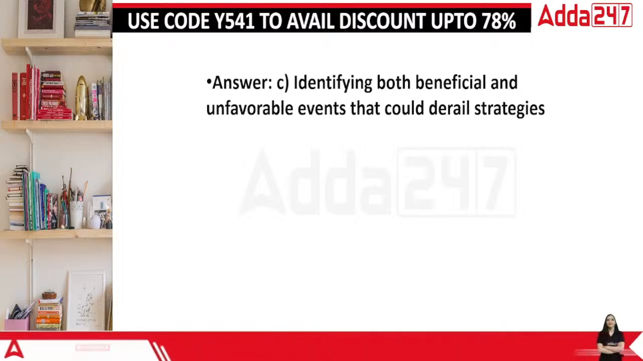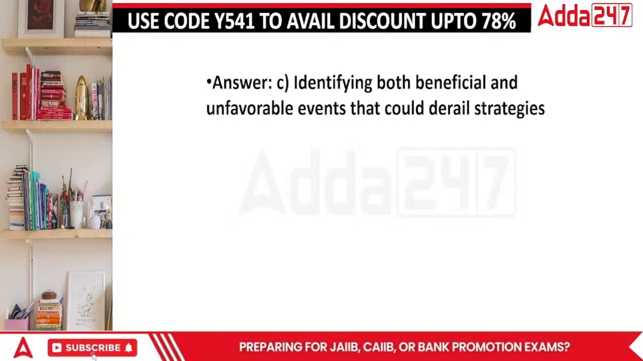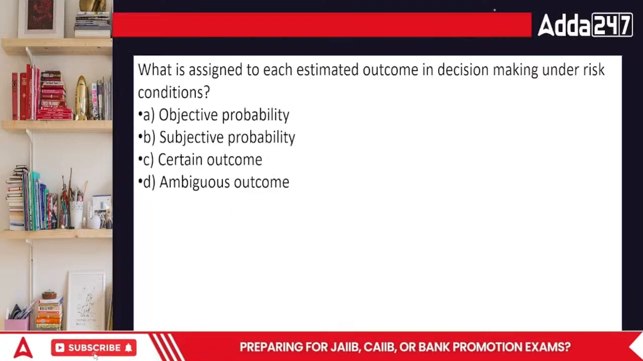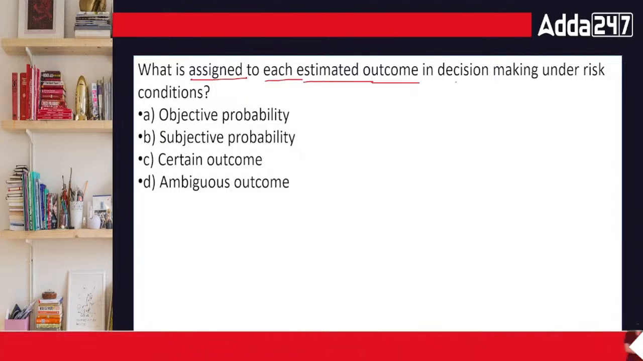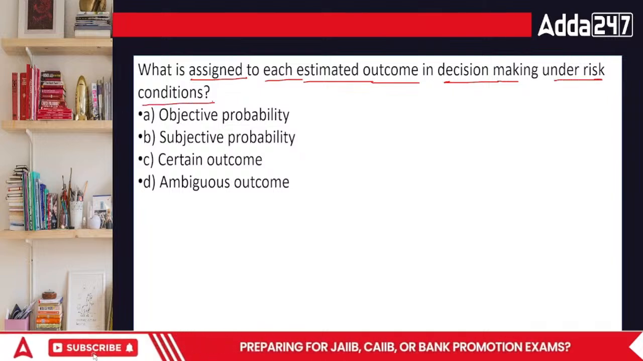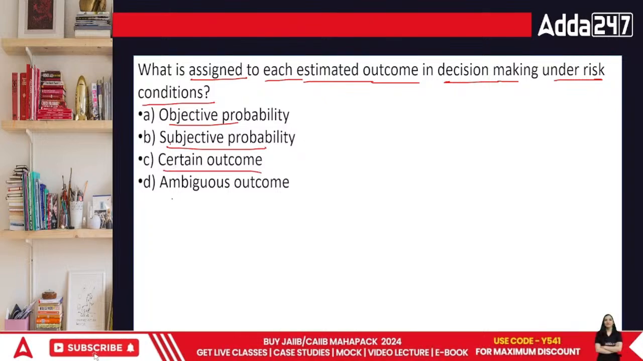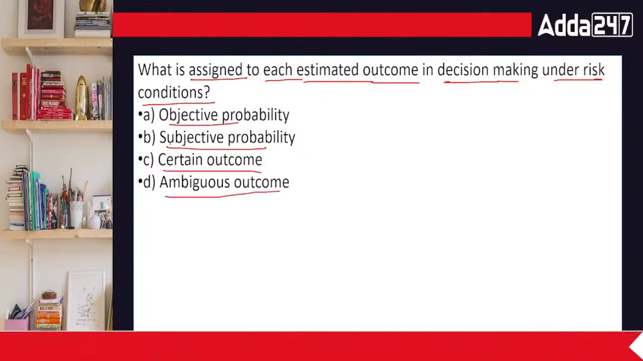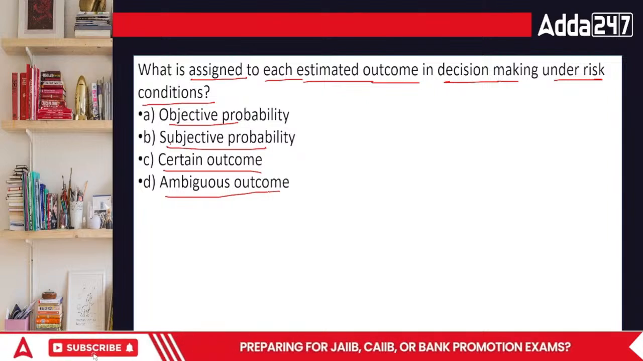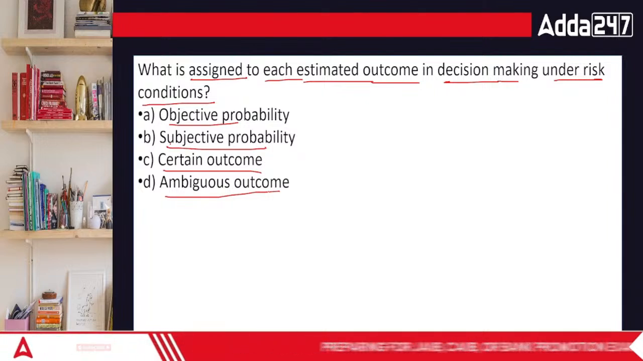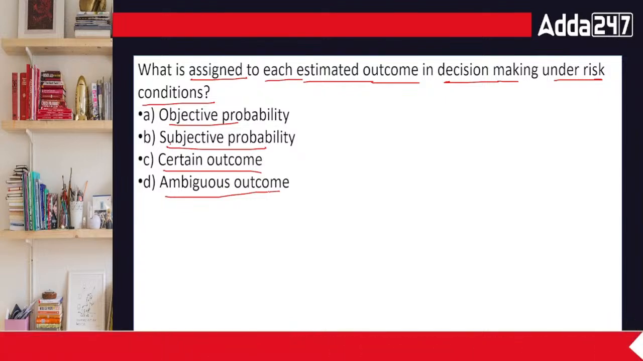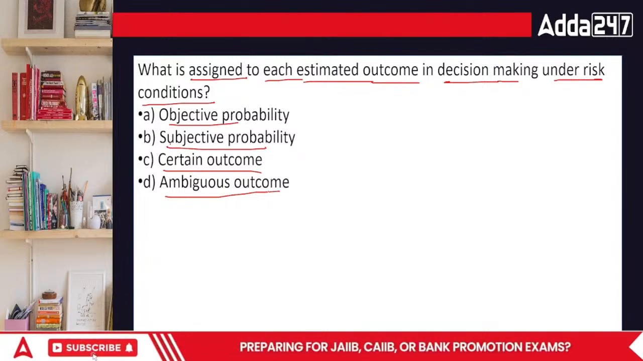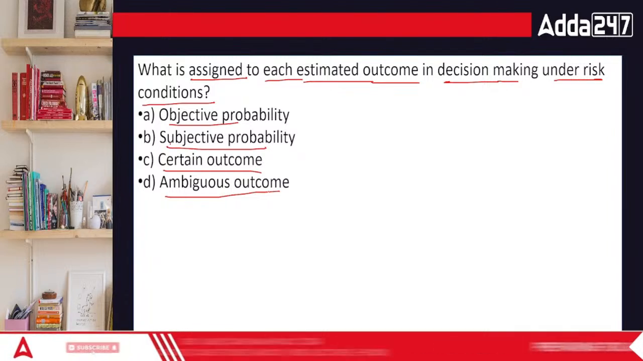Let's move on to the next point. What is assigned to each estimated outcome in decision making under risk conditions? Objective probability, subjective probability, certain outcome, or ambiguous outcome. Ambiguous is basically the confusing outcome, right? Objective is basically objective, and subjective relates to if this thing happens or that thing happens, based upon. Certain is basically something which is defined, predetermined, this will happen.